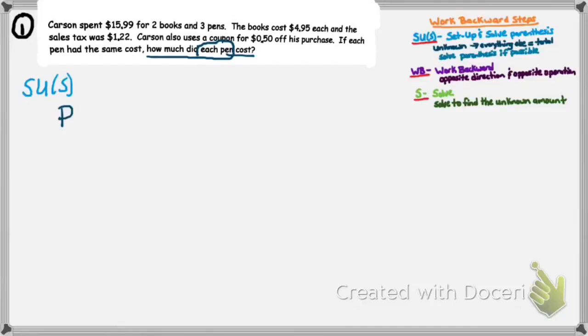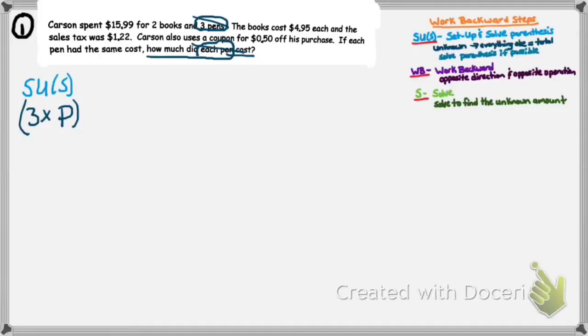Now I'm going to go back into the question and see if there's anything at all that they tell me about the pens. Carson spent $15.99 for 2 books and 3 pens. Oh, I see he bought 3 pens. So I have to say 3 times whatever a pen is, since he bought 3 pens. So I found my unknown variable, which was P. I'll cross that out. I know he got 3 pens. I'll cross that out since I used the 3.